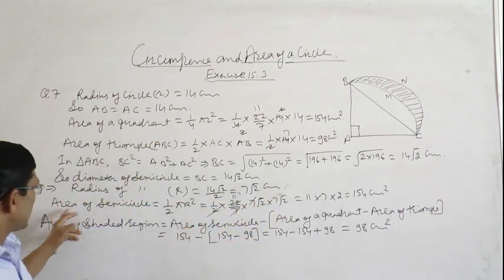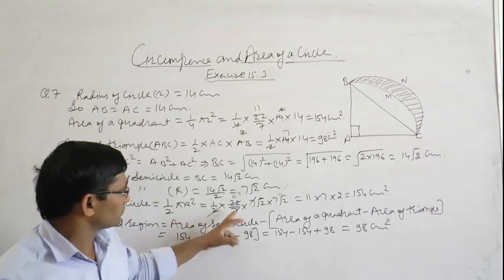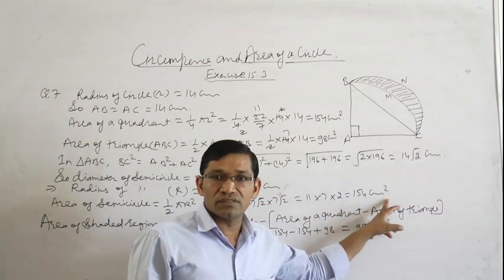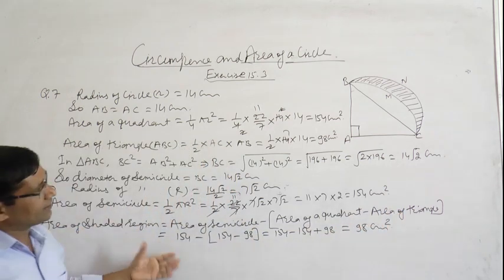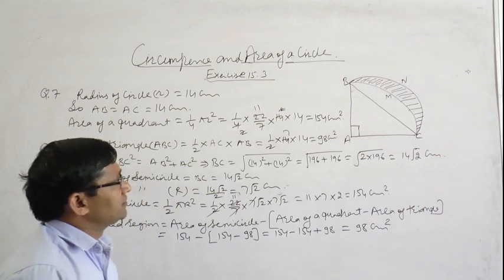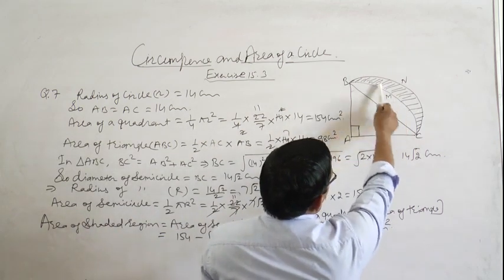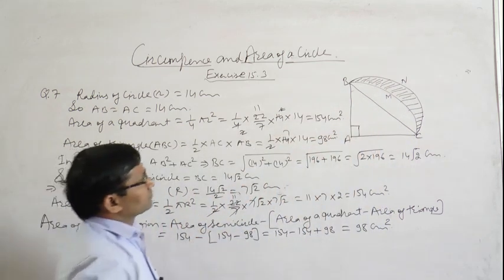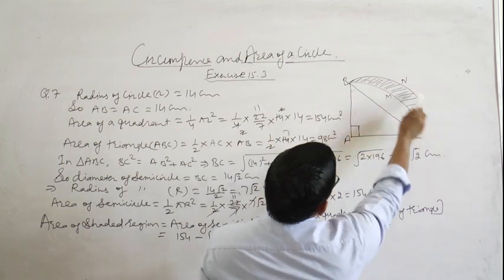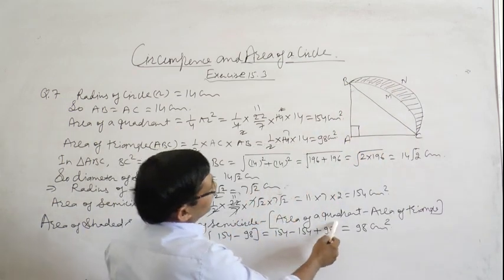Now area of a semicircle. Area of semicircle is half pi r square. We get 154 centimeter square. We want to find out area of shaded region. Area of shaded region, it means this region, this portion. Area of shaded region is equal to area of semicircle minus area of a quadrant.